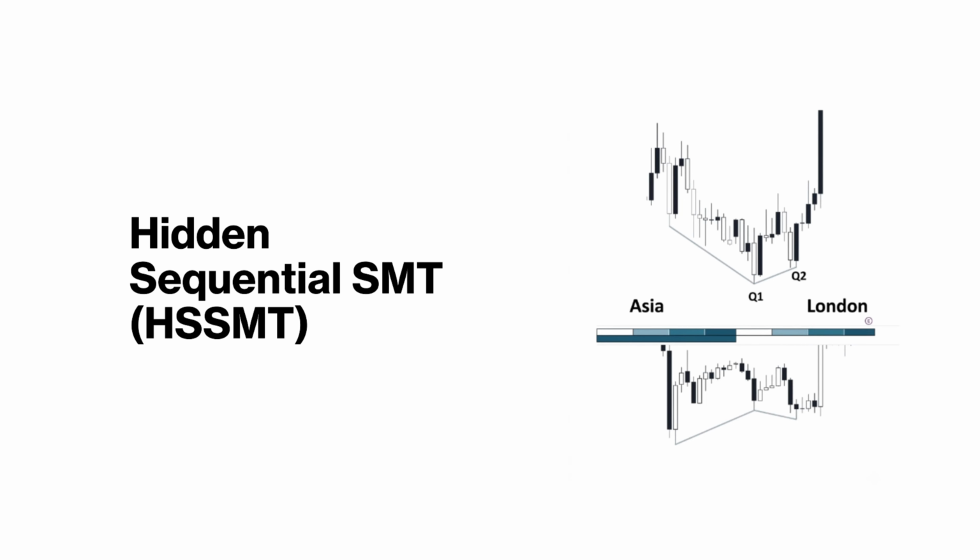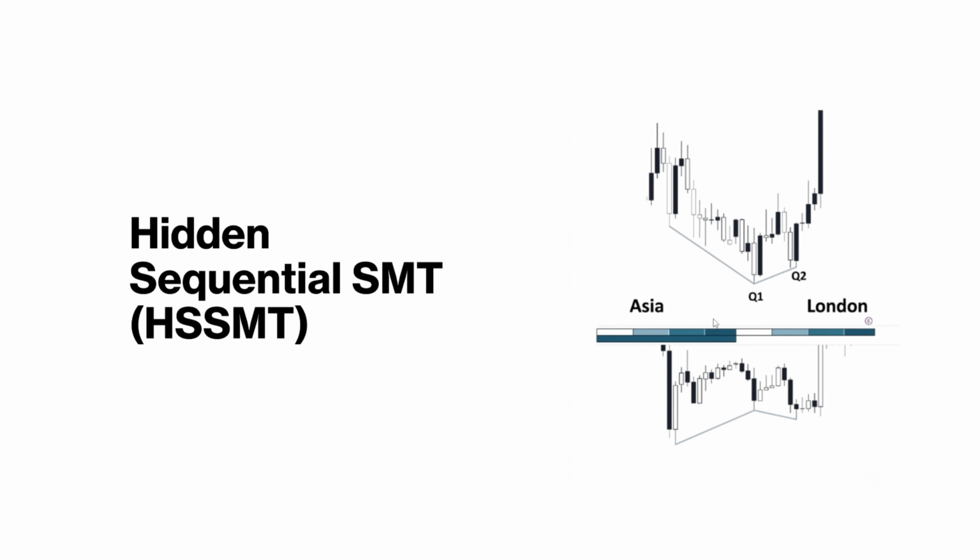Today I want to talk about hidden sequential SMT, also known as HSSMT. What it simply is: when no wick-based sequential SMT is visible, look at the bodies. The hidden divergence is often there, waiting to be seen by traders who know where to look.